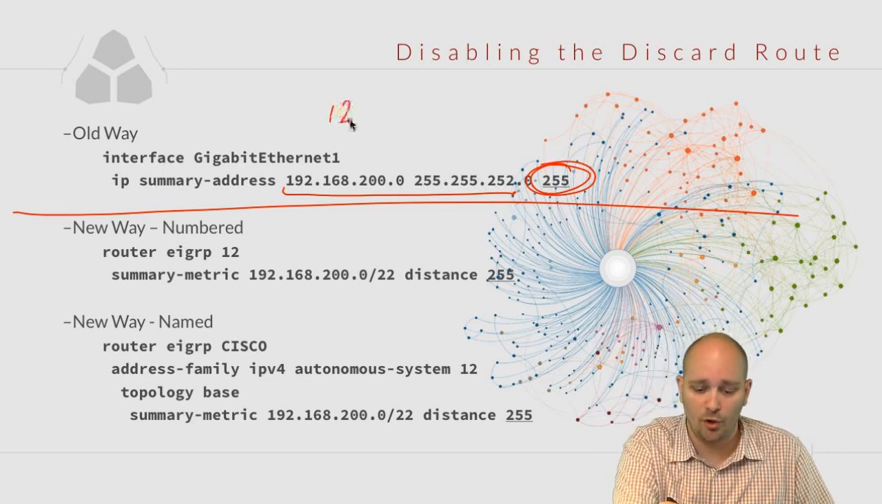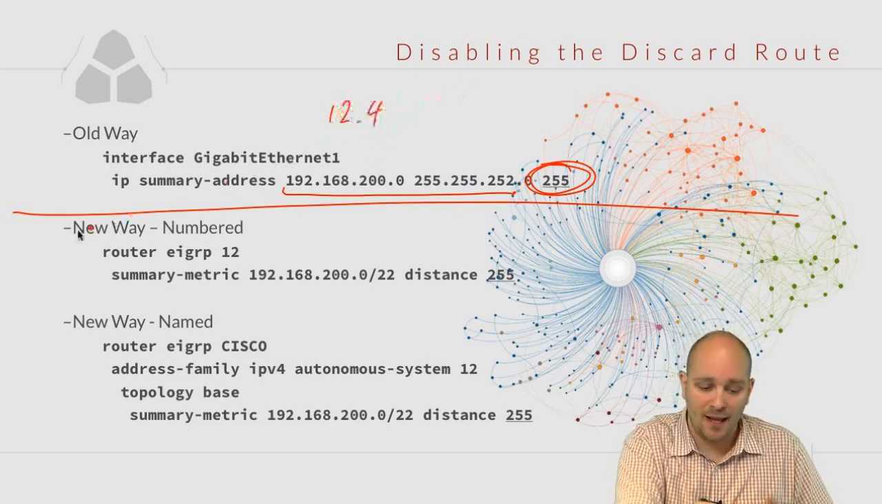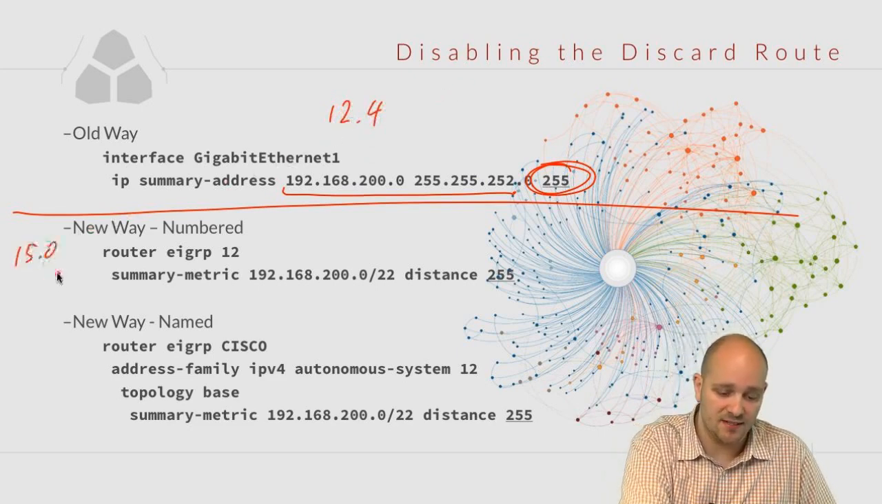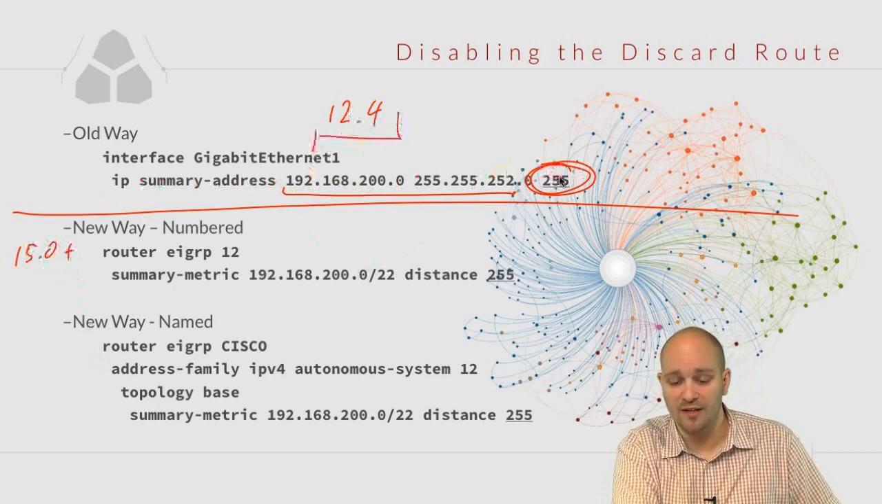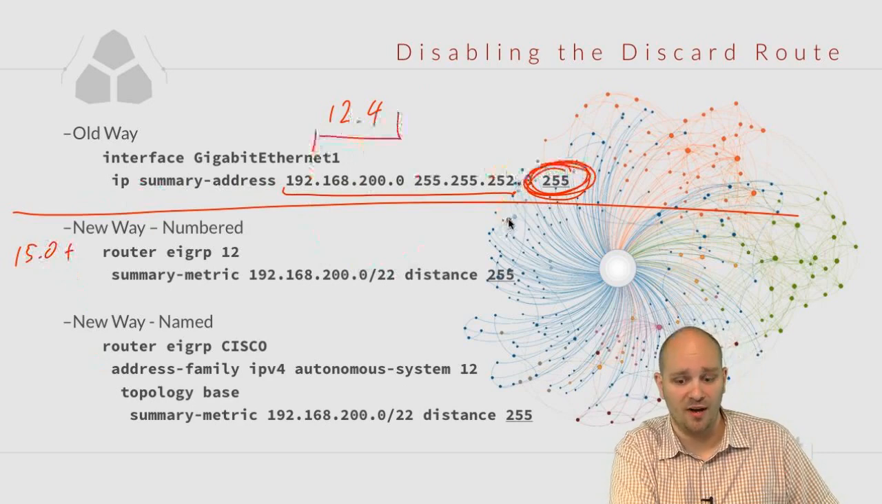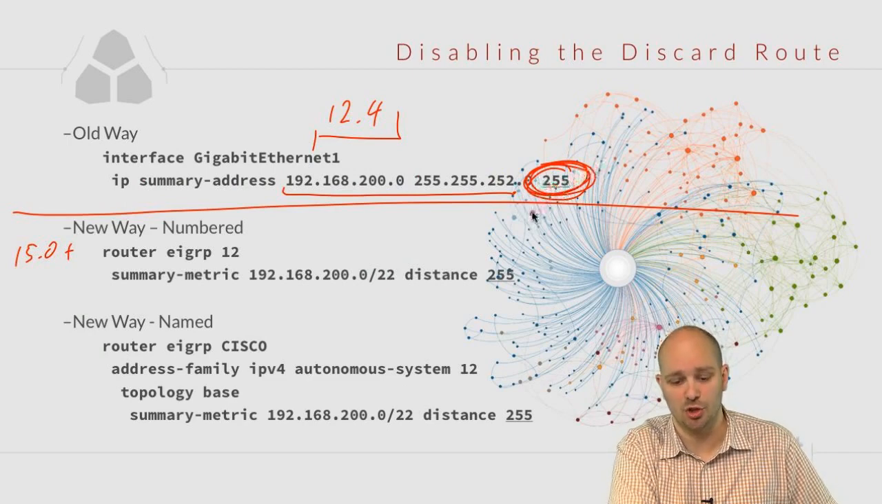So this is for versions of iOS up to 12.4, and this is for iOS 15.0 and above. So this is for versions up to 12.4, and this is how you would do it. If you specify the admin distance of 255, which is untrusted admin distance, this is going to result in not having the discard route installed.